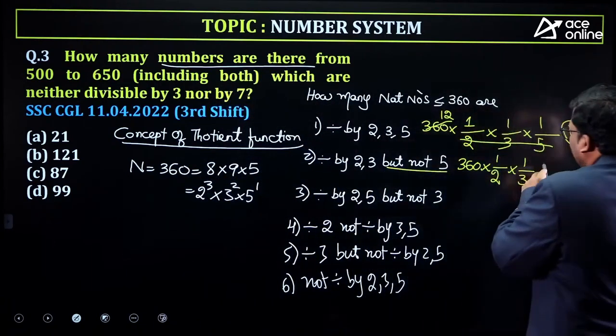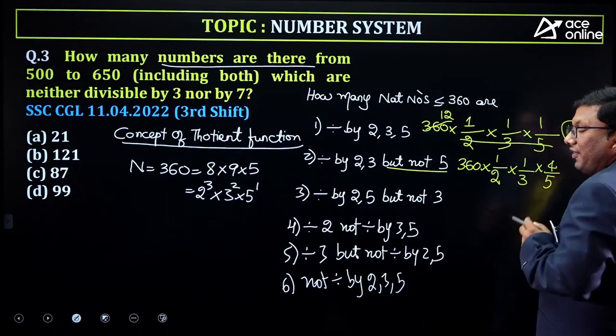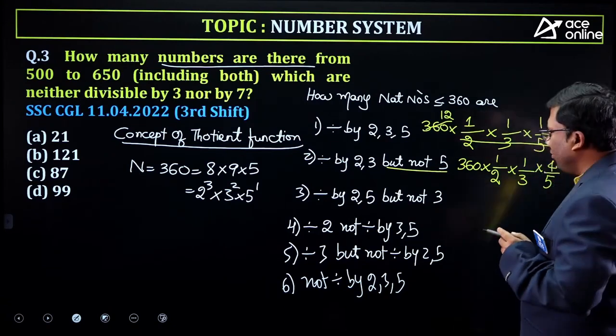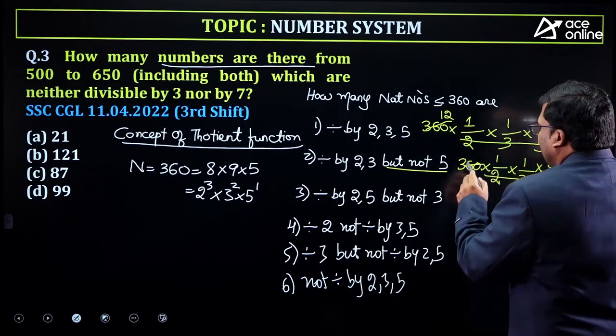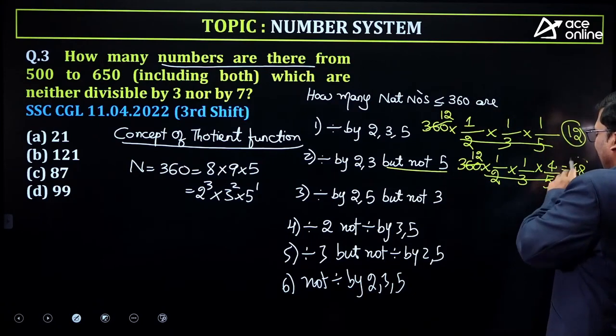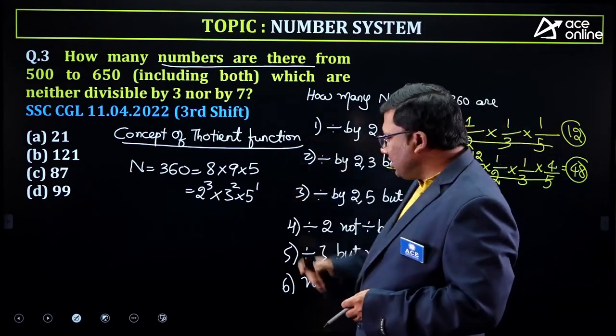How many are not divisible? 1 minus 1 by 5, that is 4 by 5. Out of 5 consecutive, 1 is divisible. How many are not divisible? 4. So 6 5s are 30, 30 12s are 360, 12 4s are 48. I hope you got an idea, right? This question is based upon this concept.